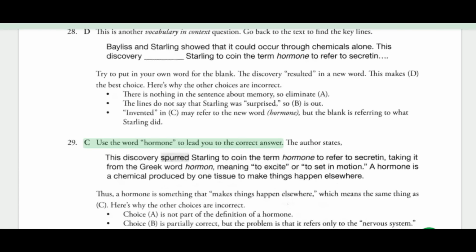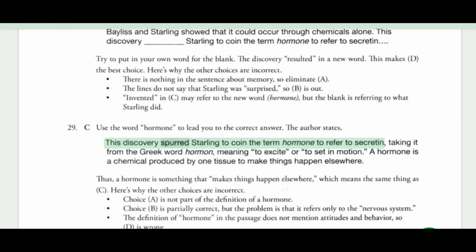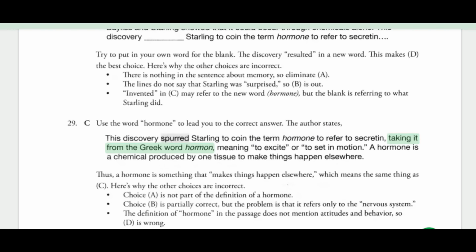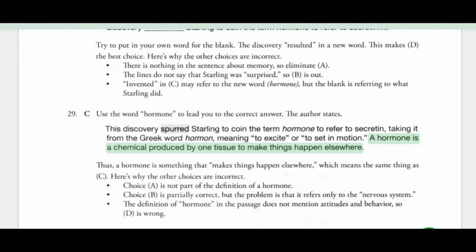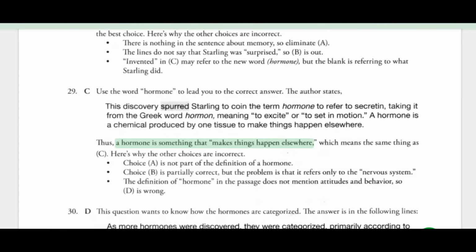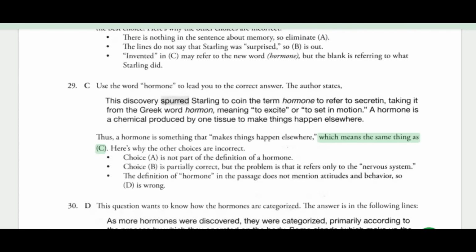29. C. The question used the word hormone to lead you to the correct answer. The author states, this discovery spurred Starling to coin the term hormone to refer to secretin, taking it from the Greek word hormon, meaning to excite, or to set in motion. A hormone is a chemical produced by one tissue to make things happen elsewhere. Thus, a hormone is something that makes things happen elsewhere, which means the same thing as C.